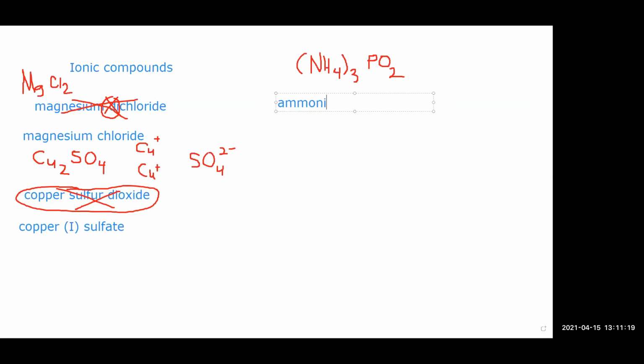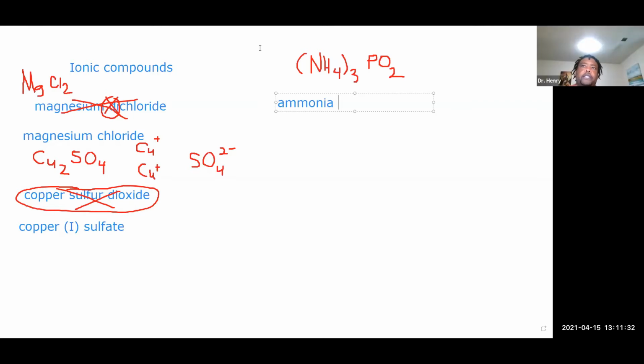Wait, real quick, Dr. Henry, I'm still kind of confused on these. I'm starting to get the Roman numeral part, but the -ate part, what determines that again? Okay, ionic compounds, in almost all cases except for ammonium, are always going to be a metal and a non-metal, right? If you have more than one non-metal there, that's probably telling you that it is a polyatomic ion.